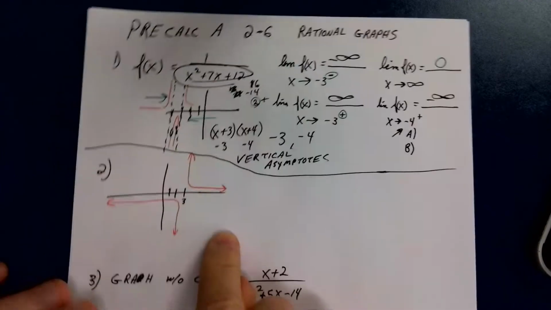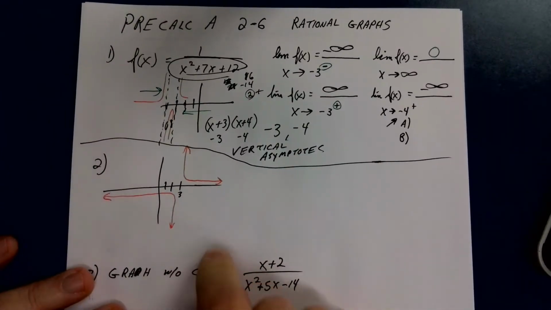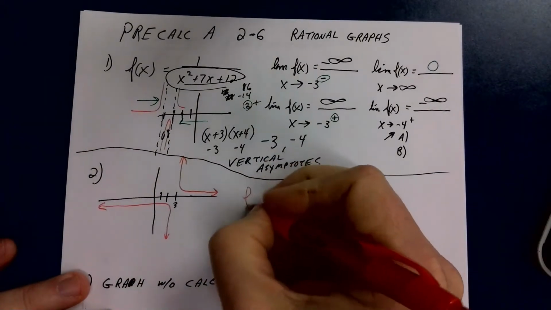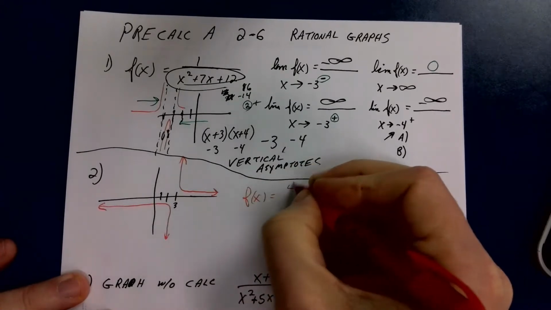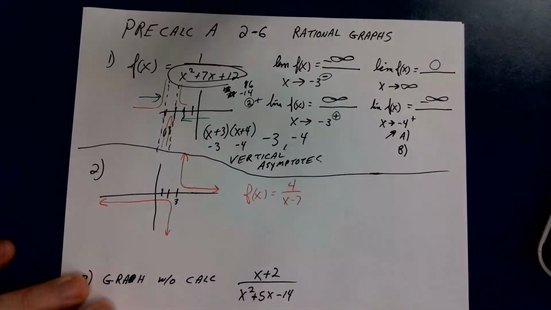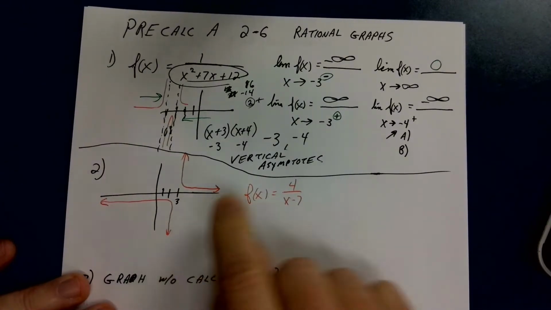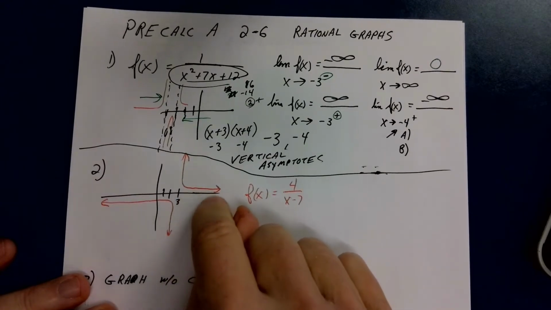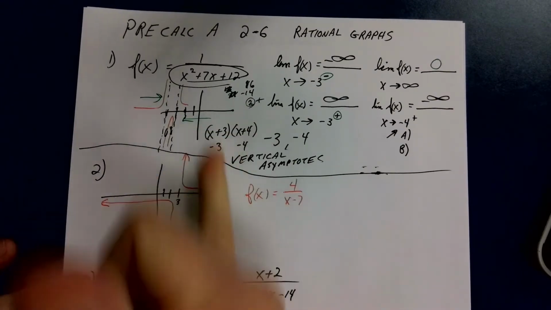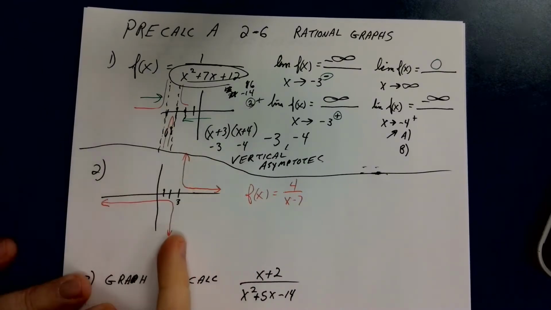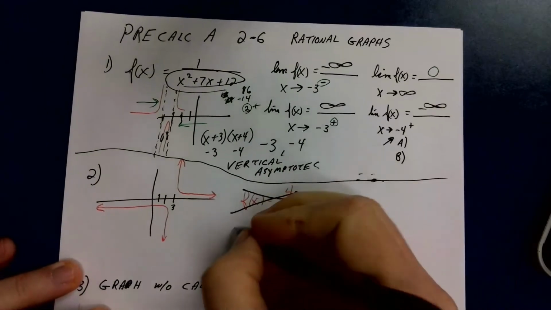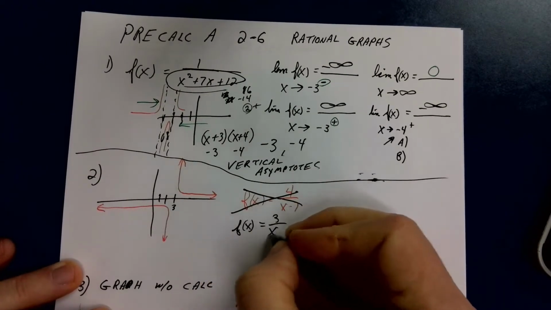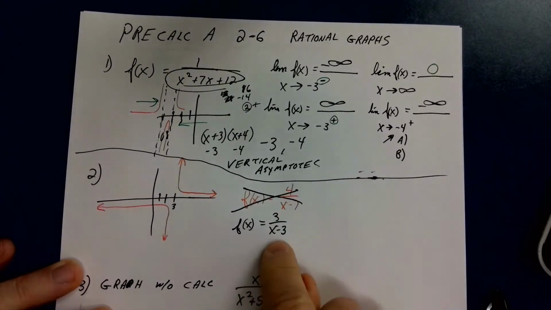If I give you a graph like this and I say, if this is a graph, what could a potential equation be? And if I said, how about this? F of x equals 4 over x minus 7. You would hopefully say, no, that can't be that, because this would have to have a vertical asymptote at 7, right? And this doesn't have a vertical asymptote over here at 7. This has a vertical asymptote over here at 3. So that doesn't work. But f of x equals, say, 3 over x minus 3, that could work.